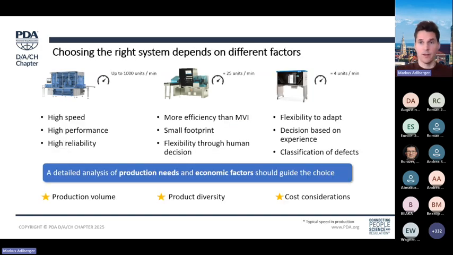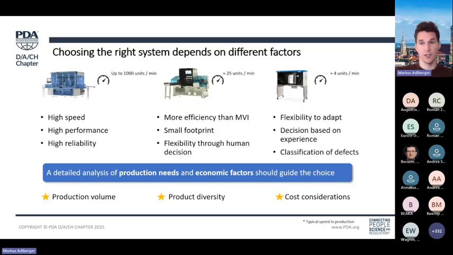Now you saw different visual inspection methods. The question is now, how can you select the right inspection method for your manufacturing process? So the AVI is a very fast method, up to 1,000 units per minute. It's very efficient and a consistent method.